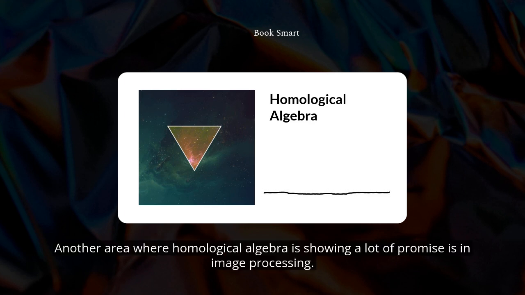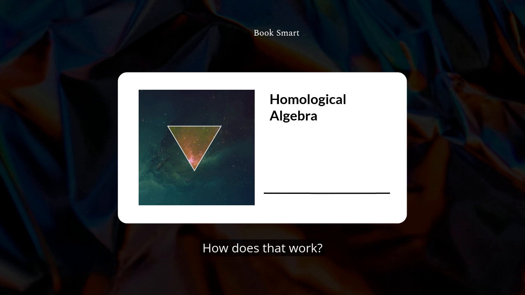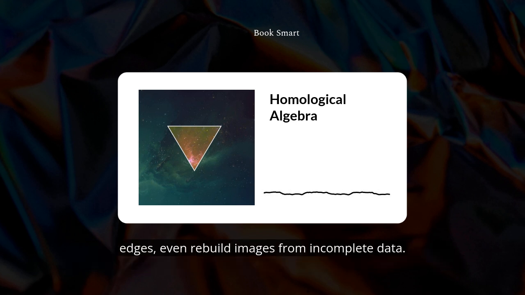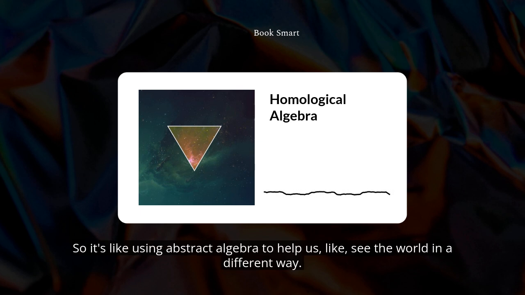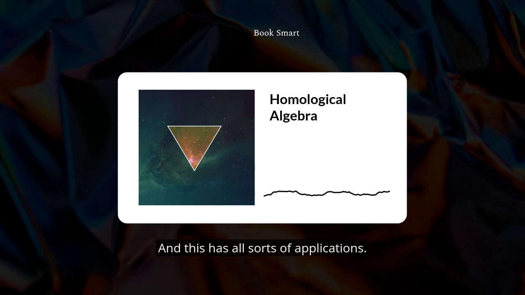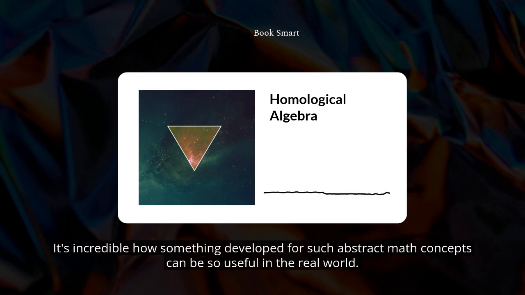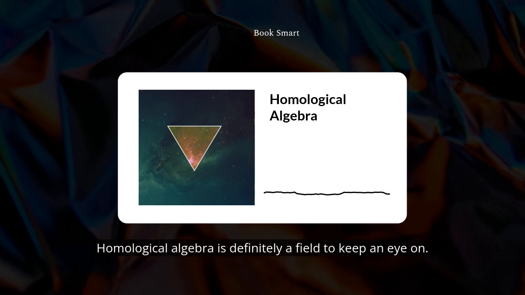Another area where homological algebra is showing a lot of promise is in image processing. Image processing. Okay, now I'm really curious. How does that work? So just like data, images have this complex structure, topologically speaking. Homological algebra can be used to identify features, detect edges, even rebuild images from incomplete data. So it's like using abstract algebra to help us see the world in a different way. That's a great way to put it. And this has all sorts of applications: medical imaging, computer vision, even security. It's incredible how something developed for such abstract math concepts can be so useful in the real world. Homological algebra is definitely a field to keep an eye on.